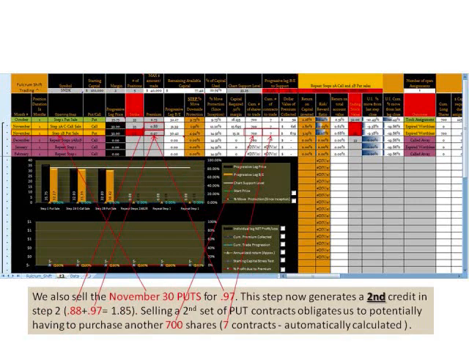We also sell the November 30 puts for 97 cents. This step now generates a second credit in step 2, 88 cents on the call sale, 97 cents for the second put sale for a total of $1.85. Selling a second set of put contracts obligates us to potentially having to purchase another 700 shares. 7 contracts is automatically calculated.